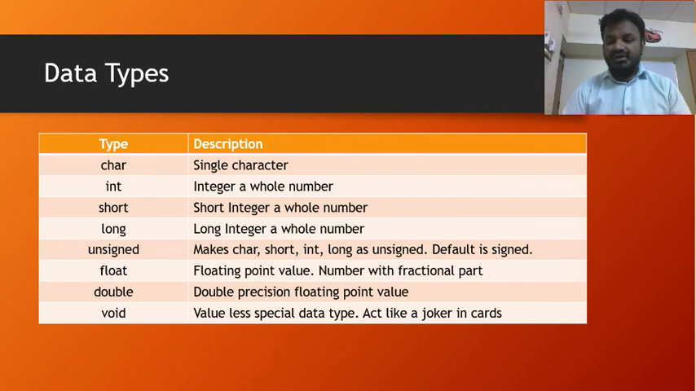The float represents a floating point number with a fractional part, and double is the one which is a double precision floating point value. And we have a special data type called void, which is a valueless data type. It acts like a joker in your cards.